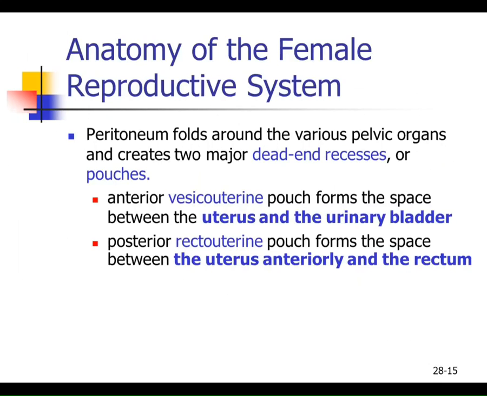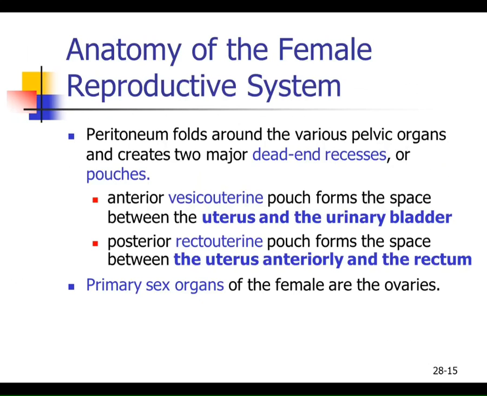I just didn't label them in lab. And these two dead end recesses or pouches, the first is the anterior vesicouterine pouch, and you're going to see that it's formed between the uterus and the bladder. And then there's a posterior pouch, the rectouterine pouch, between the uterus and the rectum.